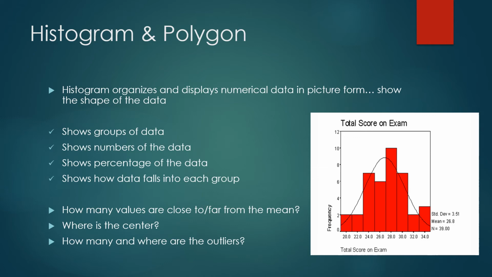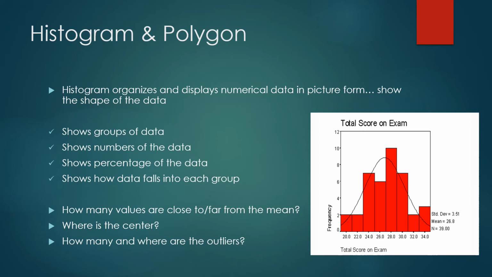So a histogram overall is going to help you organize and display your numerical data, and it's to be in picture form, right? All of these are descriptive statistics. So they're statistics describing the data or the numbers that you want to use. Descriptive statistics is a fancy word for saying describing data, right? And so column graphs, histograms, pie charts, all of these are simple, straightforward methods to describe your data.